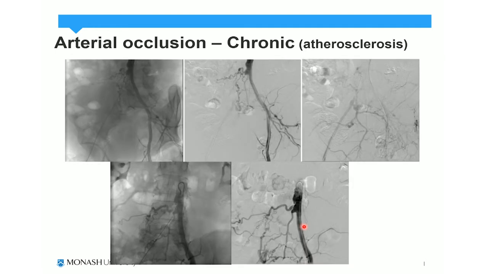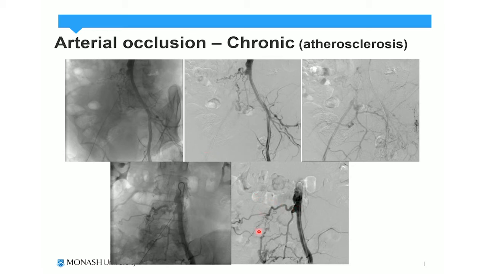This is a case of chronic atherosclerosis. So on the left internal iliac, this is an LAO projection. We see here nice smooth flow down the left common iliac. But on the right side we see an occlusion with collaterals and re-establishment of the right external iliac.